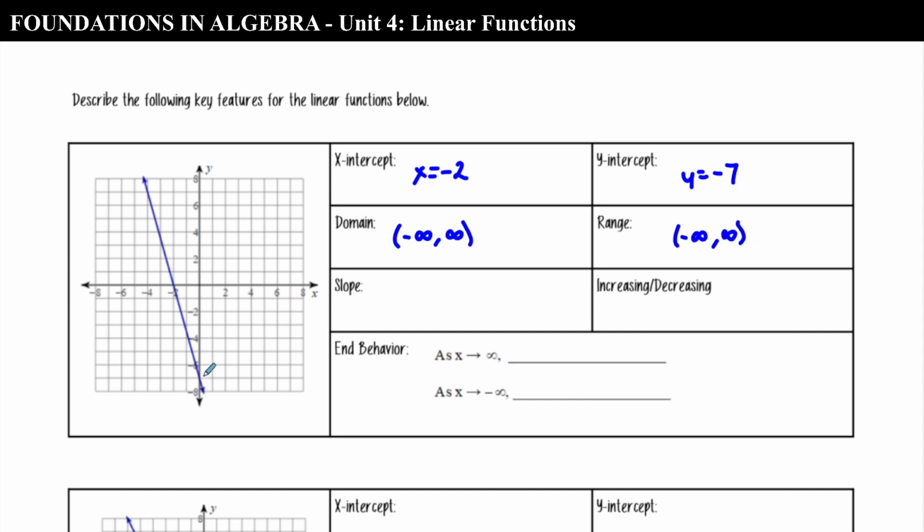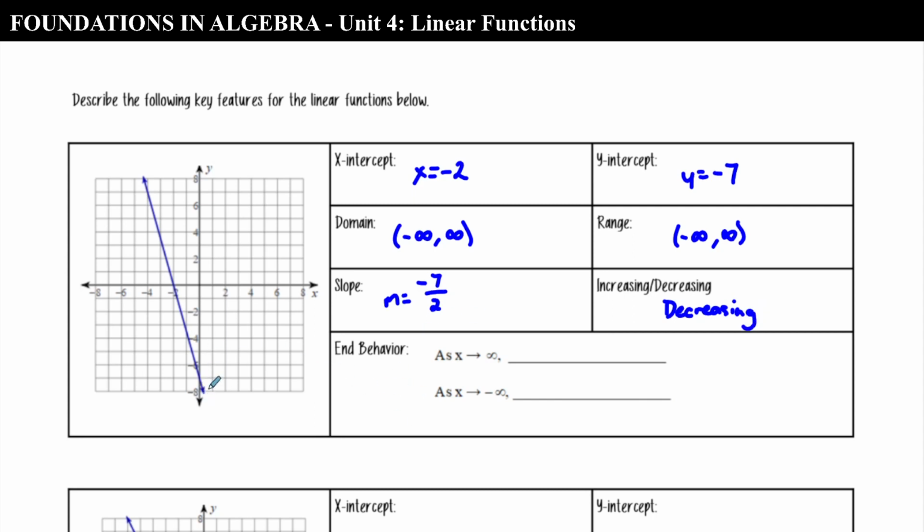Our slope, well, we have to go down 1, 2, 3, 4, 5, 6, 7. So we've got -7 over 1, 2, run of 2. So -7/2. This graph is decreasing. From left to right, it is going down, and our slope is negative, so that also tells us it's decreasing.